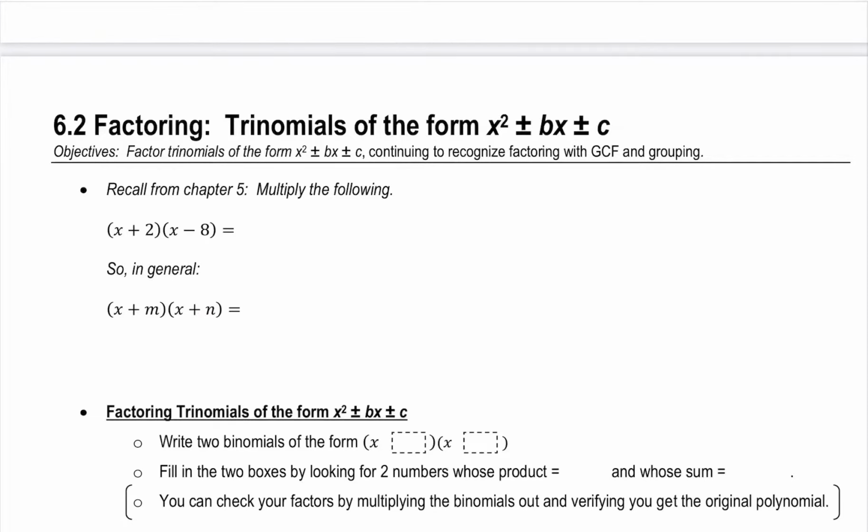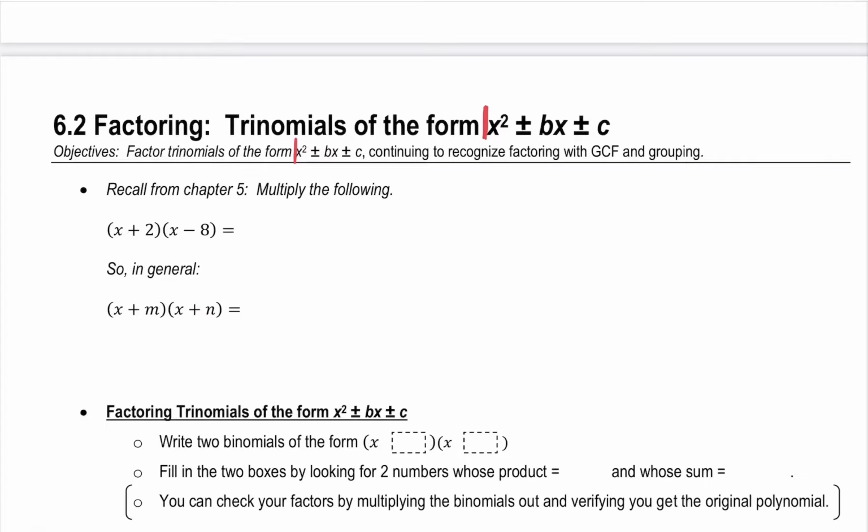So in particular, we are going to be focusing on trinomials where we have the form an x squared, an x term, and a constant. What I really want to emphasize here is 6.2 is about factoring trinomials of this type where the lead coefficient is 1. So we're factoring a 1x squared, an x term, and a constant.